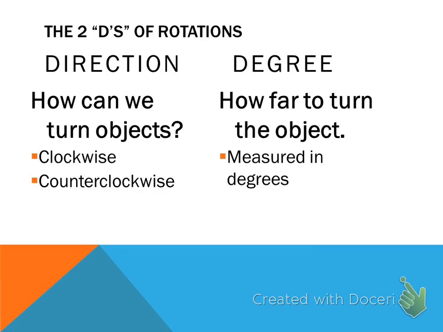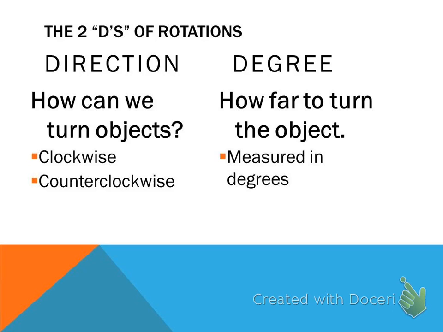Alright, for rotations, we have to worry about the direction and the degree. So first, how can we turn objects? That would either be clockwise or counterclockwise. How far to turn the object is measured in degrees. We are always going to use a multiple of 90 for our rotations to make it easier on us. So 90, 180, 270.